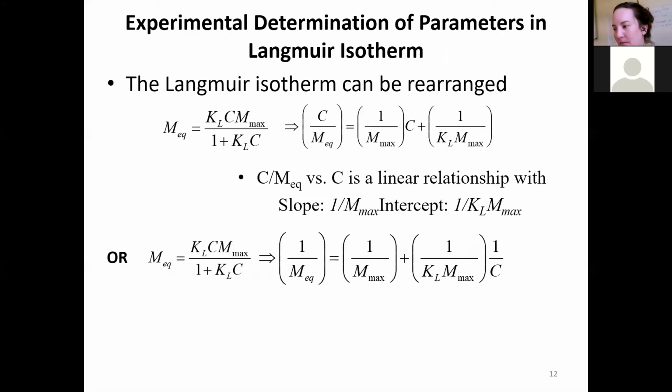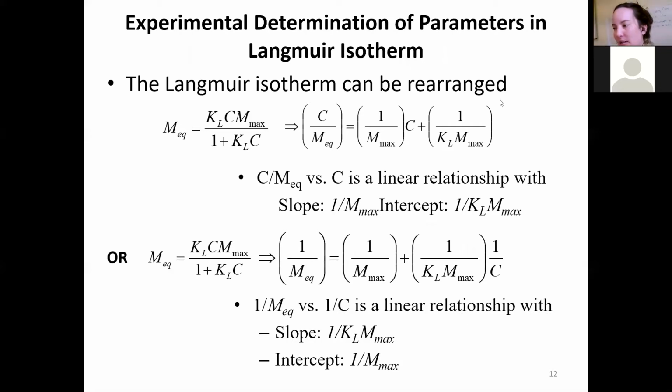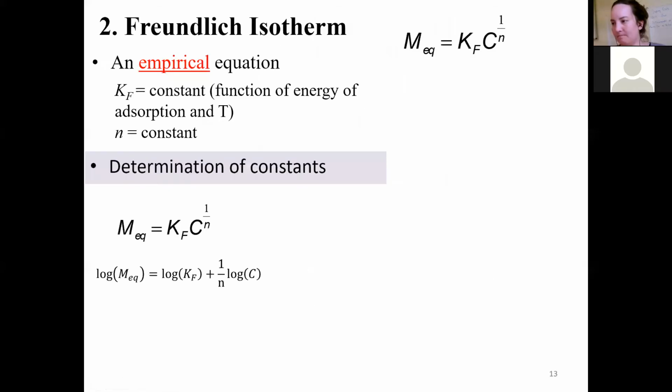Okay, and as mentioned here, I showed you how these equations can be rearranged into linear forms. And these linear forms are what is used for measurements, which help us to derive the parameters that describe the adsorbent material.